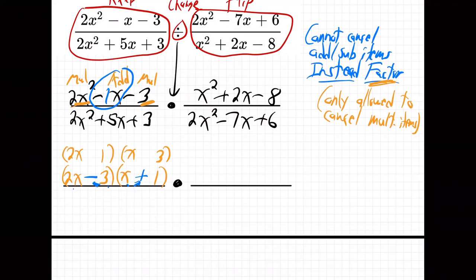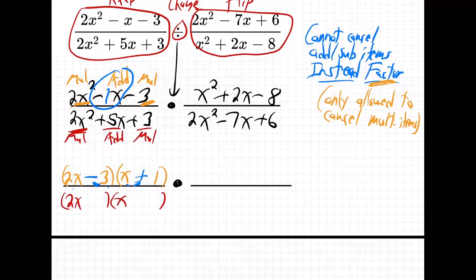We factored one of the 4 only. Now we've got to go to the second one. All right, I'm going to factor down here. These guys. Again, multiply, add, multiply. 2 parentheses. 2x and x multiply to be 2x squared. What multiplies to be 3?